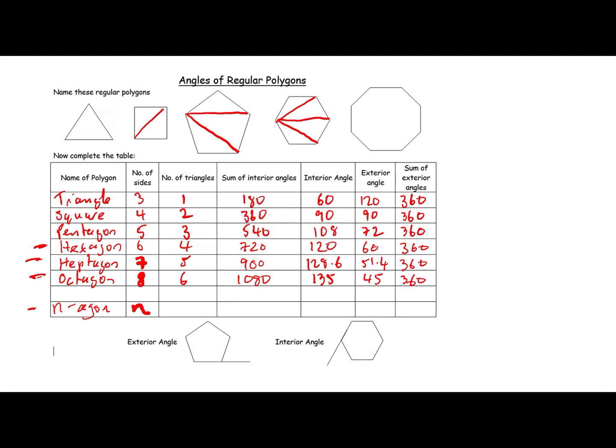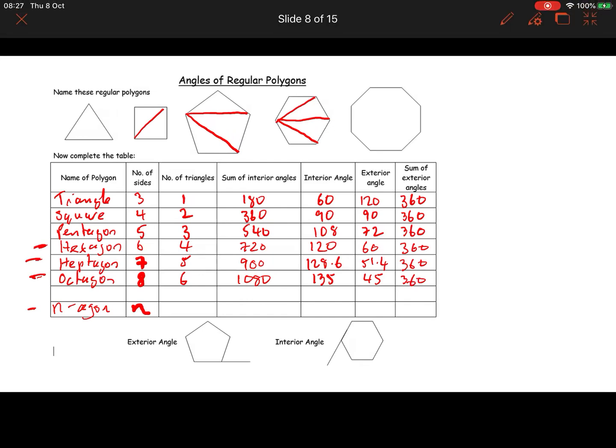Well, let's do an easy win first. Let's do the sum of exterior angles. Didn't we already say that it didn't matter what size your polygon is, the sum of exterior angles is always 360 degrees. So for my n-gon, it's always going to be 360. Okay? Now what about the number of triangles? Look at the relationship between the number of sides and the number of triangles. It's always 2 less than the number of sides. So that's going to be n minus 2. Okay, it's going to be n minus 2.